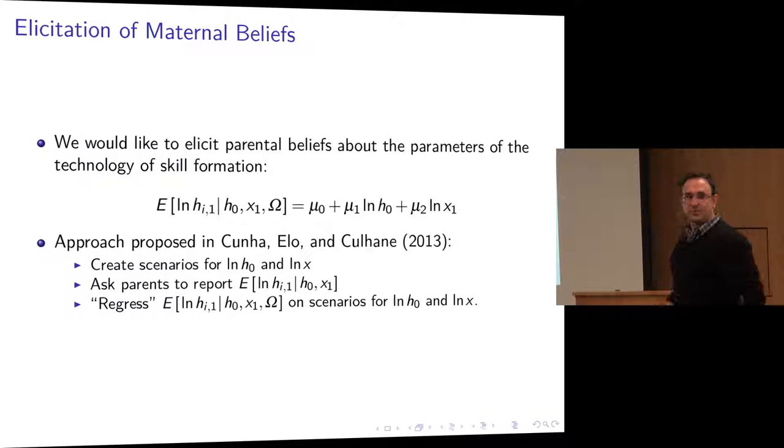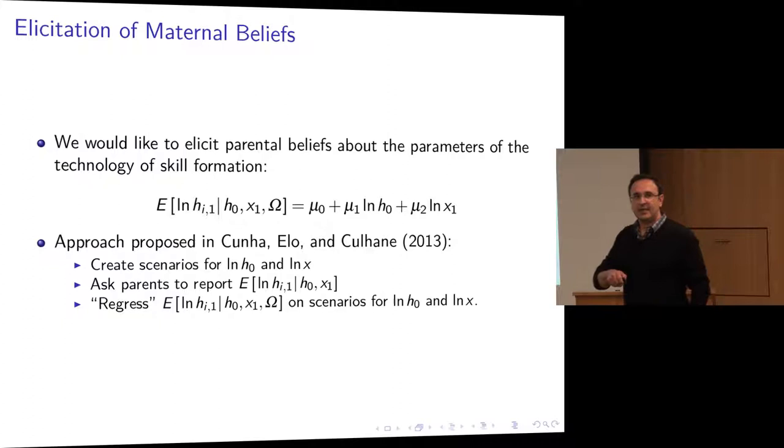So the exercise in this paper is, how do I actually elicit from parents what they think mu 0, mu 1, and mu 2 are? What doesn't work is asking, what is mu 0? Most immediate questions, they can't actually answer. The way this is going to be done is very simple. You create scenarios for this variable and this variable, and then you ask parents questions from the same scales that you're going to use to measure child development. You ask them, what is the probability this child is going to learn this item if H0 is this value and X is that other value?